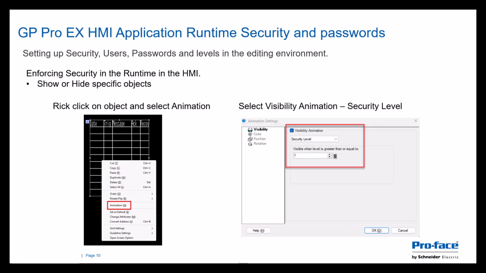The next one is showing or hiding specific objects based on security level. What I'm showing you here is the way you set this up in the editing environment. Let's say we wanted to only show the alarm viewer when we're logged into a specific security level. We right-click on the object itself, and it's part of the animation settings. When you look at the animation settings and check visibility, one of the modes of visibility is based on security level. So now you can say this object will be visible when the level is greater than or equal to a set level.